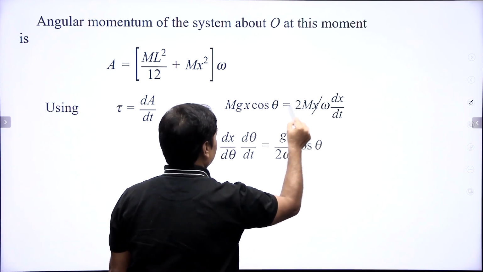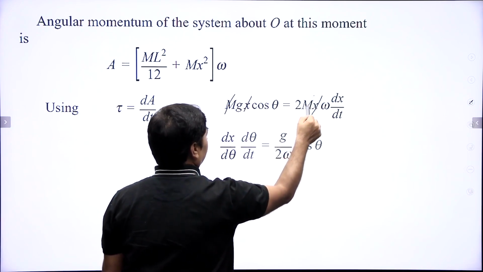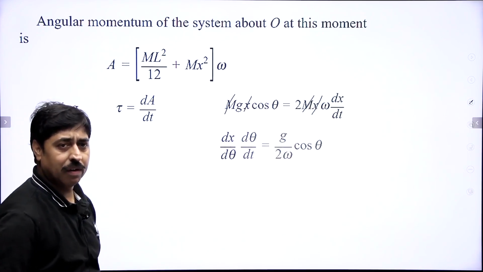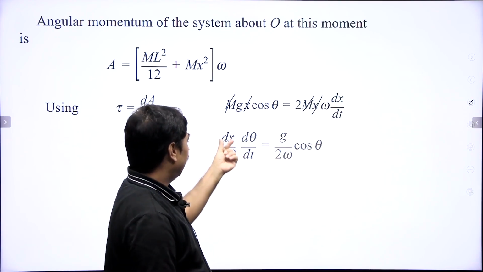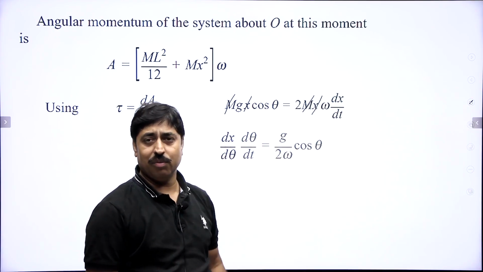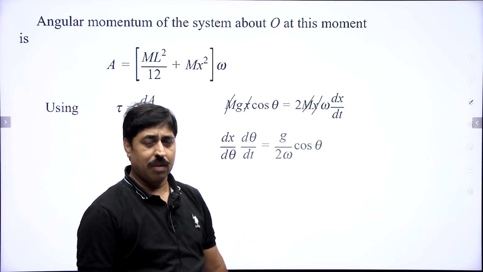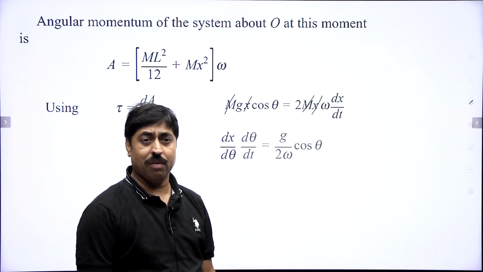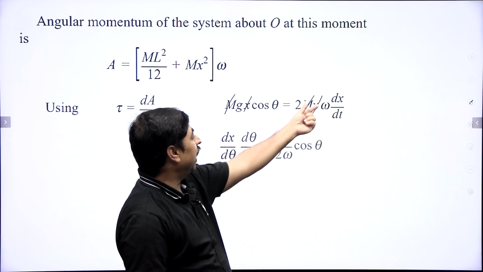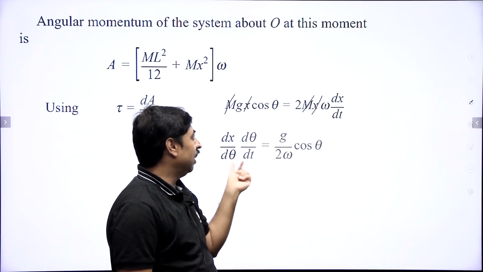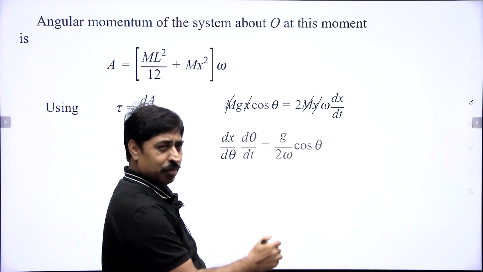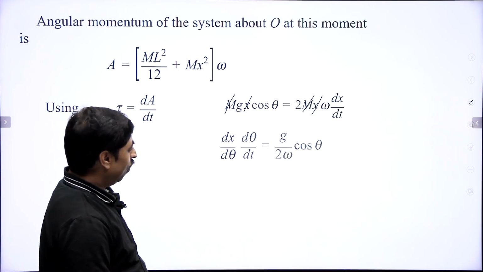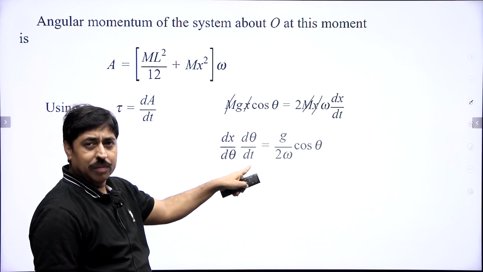This x cancels out, m also cancels out, and this dx by dt can be written as dx by d theta into d theta by dt using the chain rule of differentiation, where theta is the angle by which the rod has rotated. So dx by dt has been written as dx by d theta and d theta by dt, and you just rearrange the terms, you get this. Now d theta by dt is nothing but omega, right?